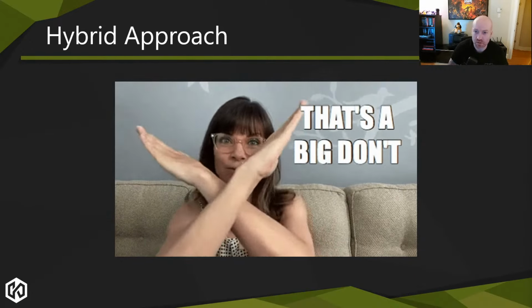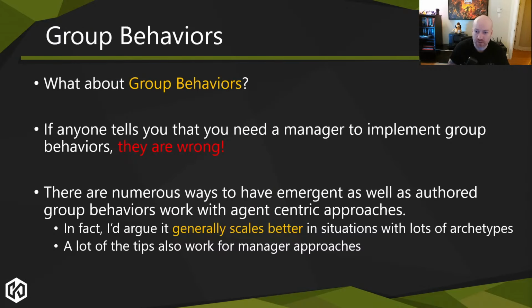It's like, just don't. So the last thing we're going to cover is the group behavior aspect. There are multiple ways to do this. Honestly, I would argue that doing it agent-centric scales a little bit better because you don't have a manager that has to manage different archetypes and stuff. It forces you to build things in a way that is more generic and more modular so that it can potentially scale better, because you don't have direct access to all the different other agents and all the different other archetypes.